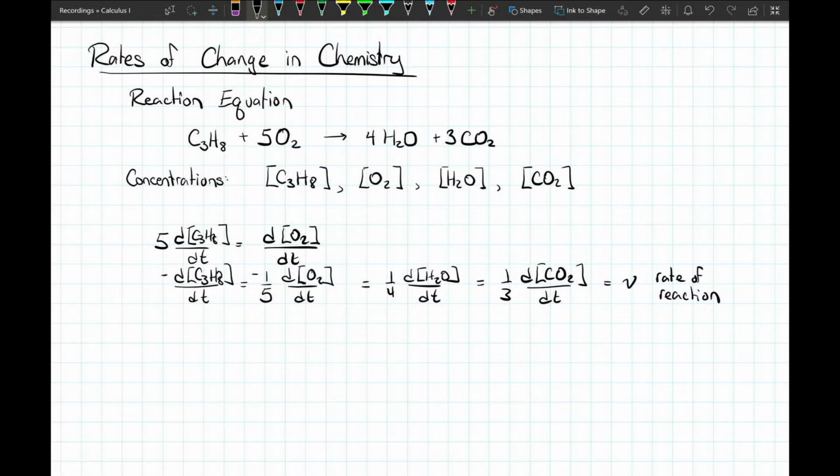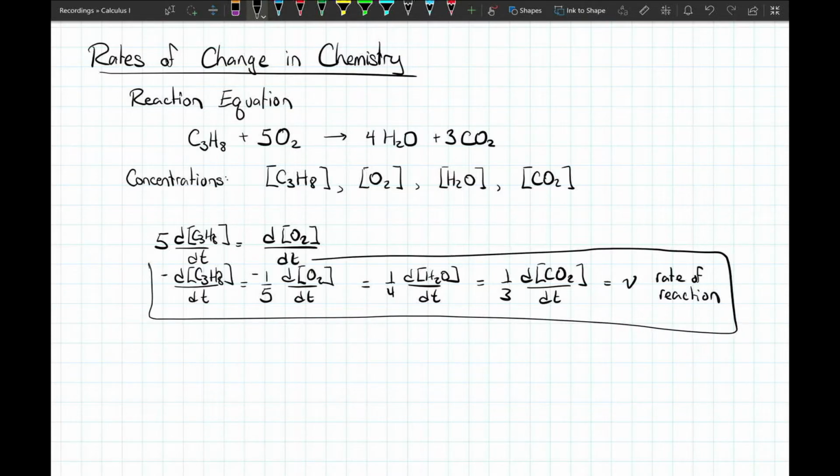And just in general, whenever you have coefficients A, B, C, D in front of each of the reactants and products, you can form a very similar equation in this form, where we simply have 1 over the quantity of each molecule involved in the reaction. Now we can measure rate of reaction in concentration per time.